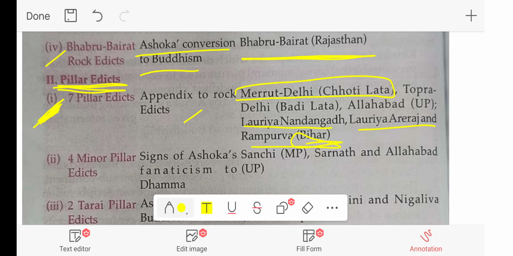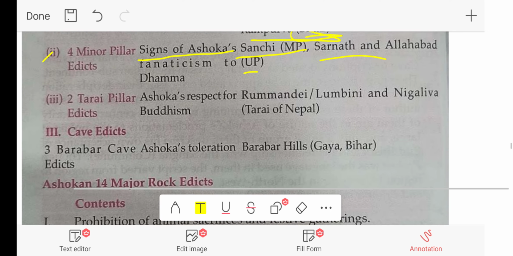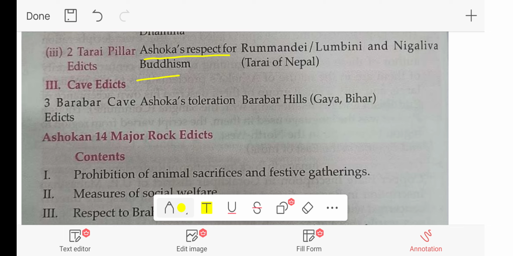Second, 4 minor pillar edicts. They contain sign of Ashoka's fanaticism to Dhamma. So they are at Sanchi, MP, Sarnath, and Allahabad, which is in UP. Third, 2 Tarai pillar edicts. They contain Ashoka's respect for Buddhism. So they are at Rummindei, Lumbini, and Nigliva Tarai of Nepal. So they are situated in Nepal.